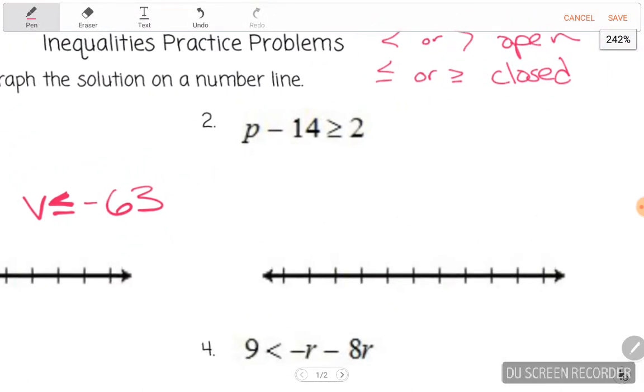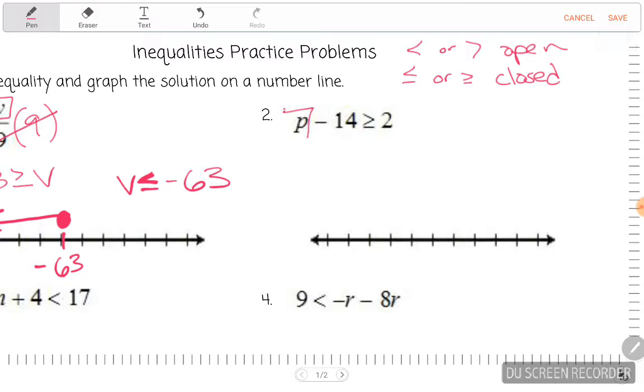That's number 1. Looking at number 2, I want p by itself, which means I need to get rid of the negative 14. So I add 14 to both sides. Again, thinking of opposites, so undoing. These cancel. I get p, drop down a sign. 2 plus 14 gives me 16. P is greater than or equal to 16, so I pick a place on my number line to be 16. If you want to add some other numbers here, that would be wonderful, but you don't have to. Just a quick sketch is all I'm looking for.